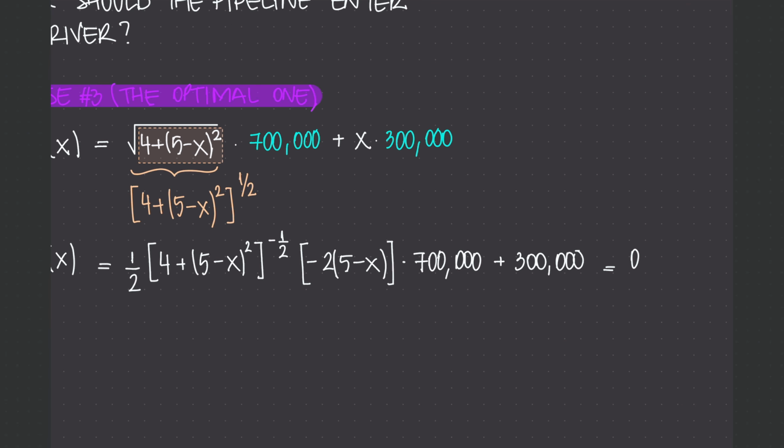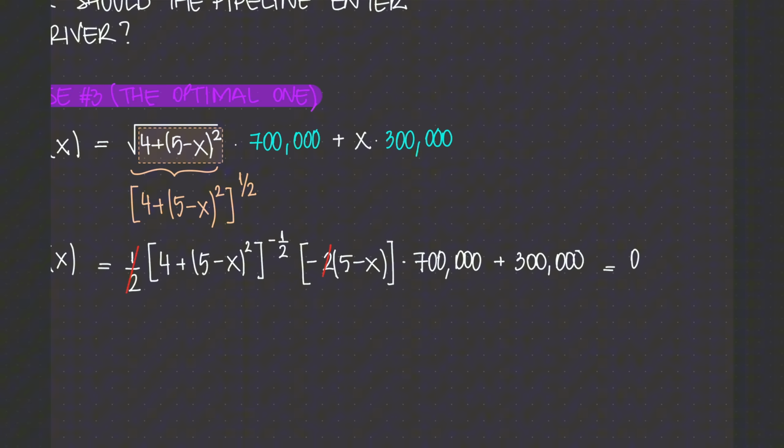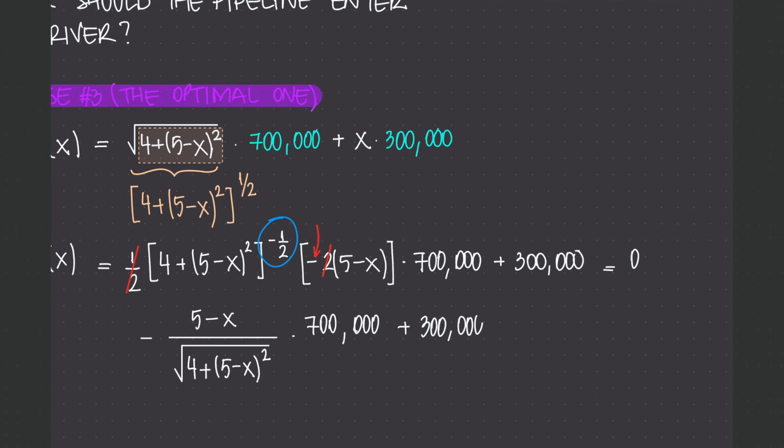We can simplify this equation before we throw it into a GDC so we can get the solution for this equation. We're not going to be able to do it algebraically, but before we plug it into our GDC, we can simplify a little bit. We have 1 over 2 times 2. We have this negative sign and also something to the power of negative half, which means that it's a root in the denominator. So we have 5 minus x over the root of 4 plus 5 minus x squared. All this times 700,000 plus 300,000, and this is equal to 0.